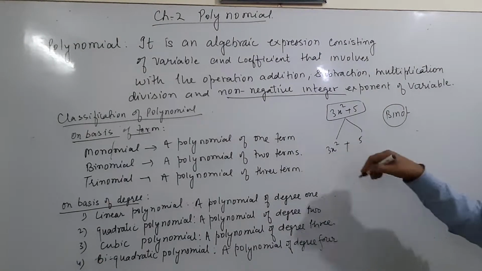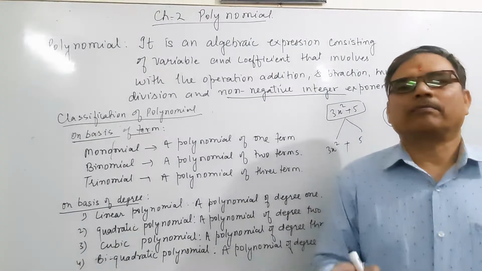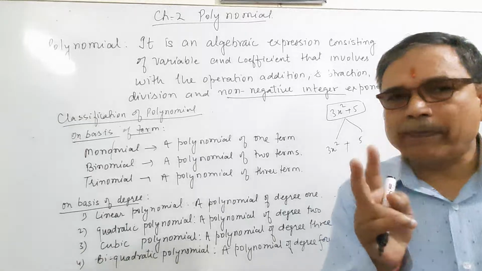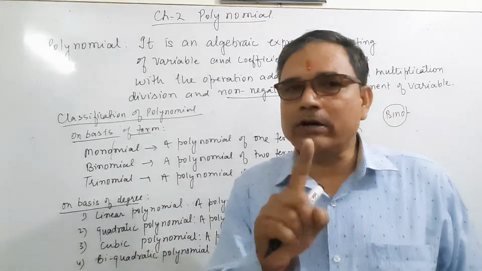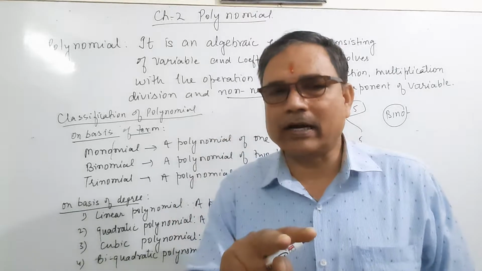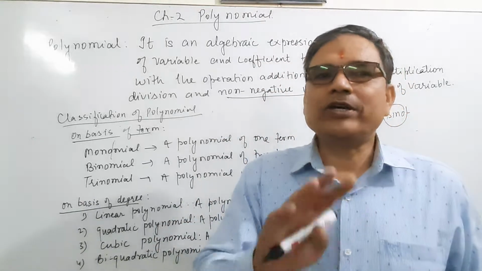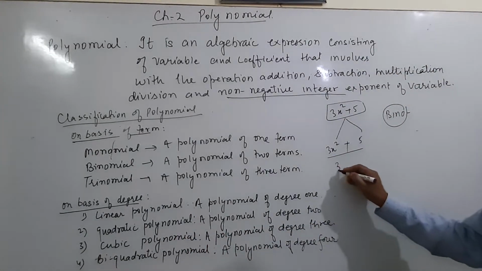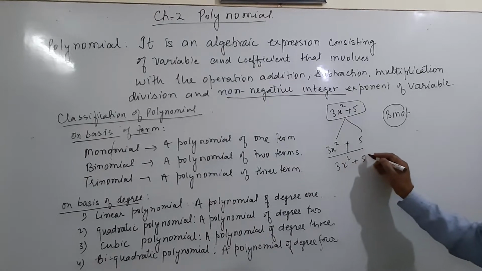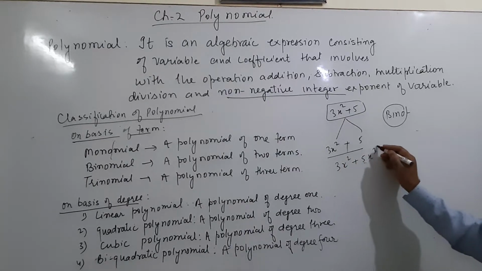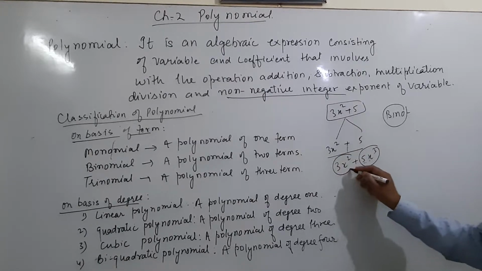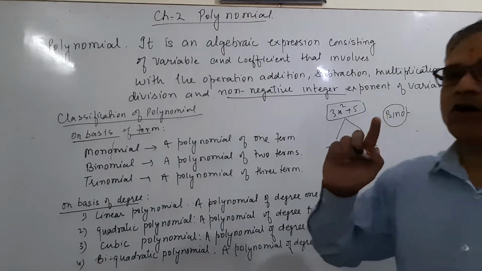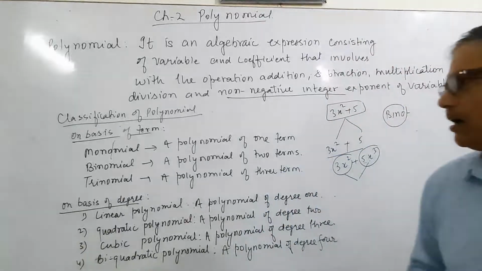And here is the mathematical operation plus. It means the mathematical operation separates the terms. Only plus and minus are the two mathematical operations which separate the terms, which identify the terms. But in 3x square plus 5x cube, this 5 is multiplied to x cube, therefore it is only one term. 1 plus 1 makes 2 terms. And a polynomial of 2 terms is known as a binomial.